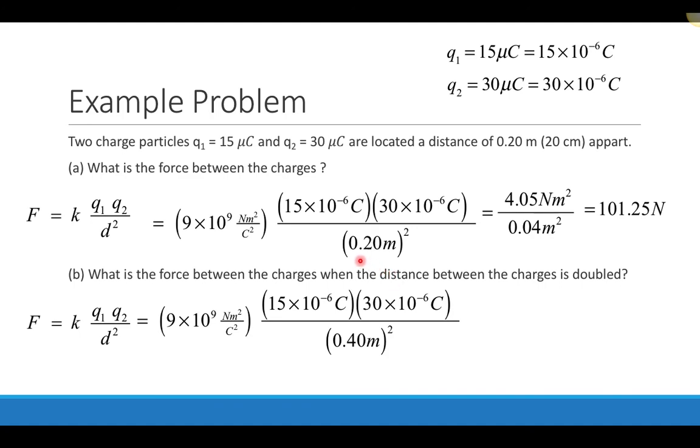I have doubled my distance. My distance was 0.2, now it's 0.4, and I have to square it. So the number at the top, multiplying everything in the numerator, is still the same, but when I square the 0.4, I end up getting 0.16, and then when I divide, I get 25.3125 newtons. So this number here is about a quarter. It is a quarter of what the force was originally. So if I double the distance, I decrease the force by a factor of 1/4.